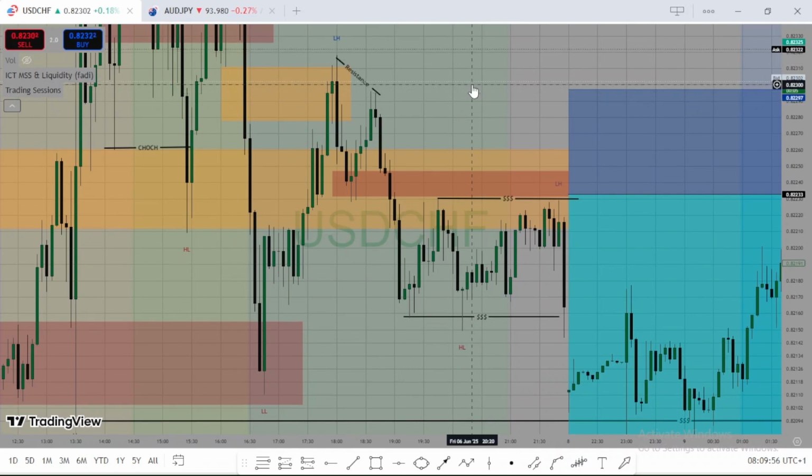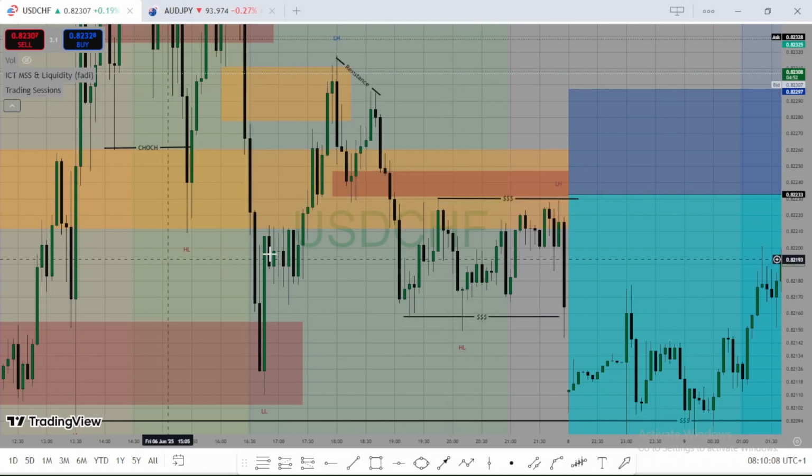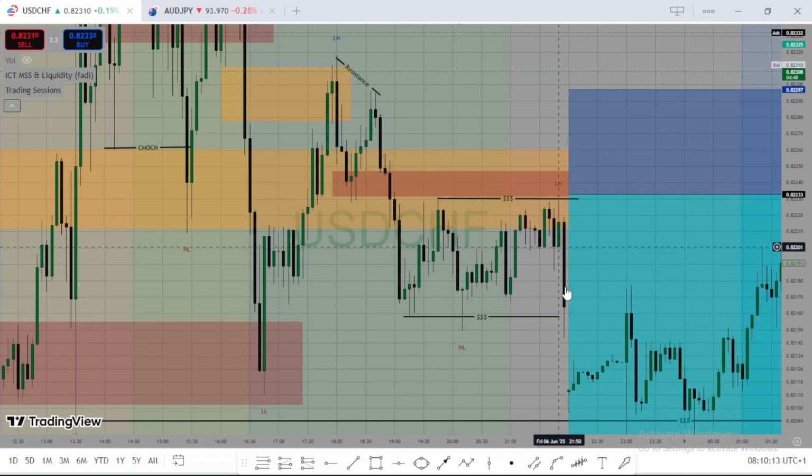And then after manipulation, after most of the traders' stops have been taken out, that is when the distribution phase comes in. The distribution phase is when price now goes to the main direction that it was intending to go. That is the distribution phase. So that is exactly what happened over here.